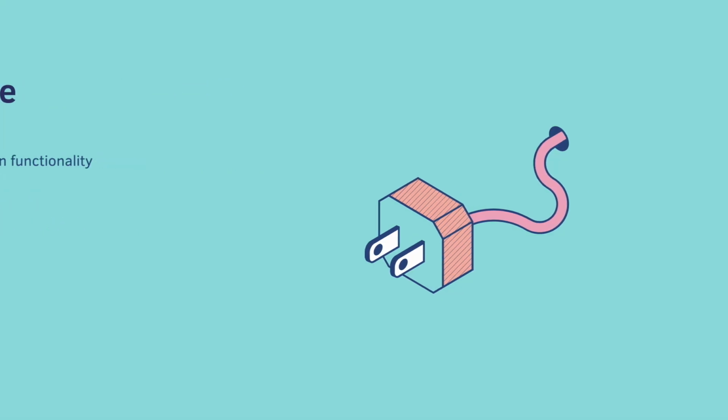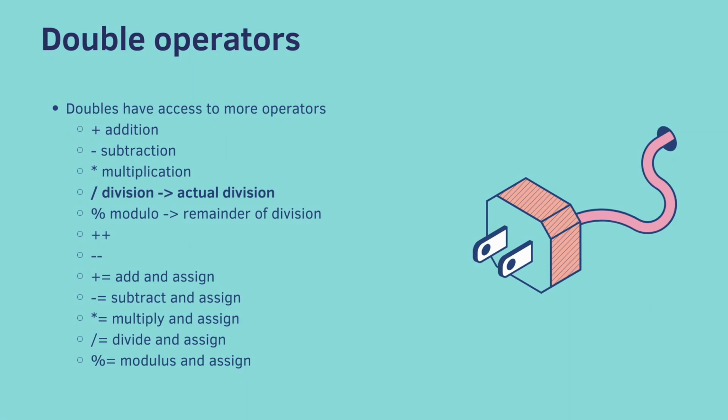Doubles also have the exact same operators as integers: addition, subtraction, multiplication. Division this time is actual division. You'll get the actual number. Modulo works the same. You still get the remainder of division. You have increment, decrement, add and assign, subtract and assign, etc. It's almost identical, just the only thing different is division.